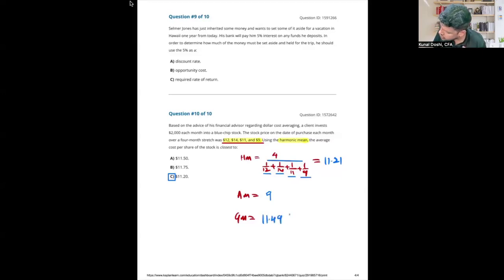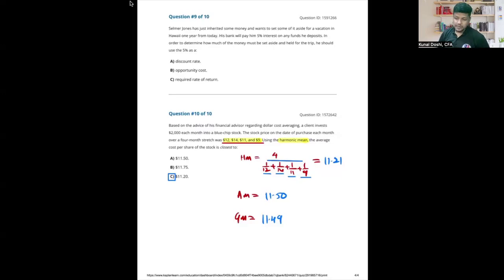485 or 49. So there is some problem with the arithmetic mean. Let's check it. What is the arithmetic mean? 12 plus 14 plus 11 plus 9 divided by 4. Sorry, it's 11.5. Slightly different, right? 11.5. Everyone right? Correct? AM is 11.5. GM is slightly less, 11.49.